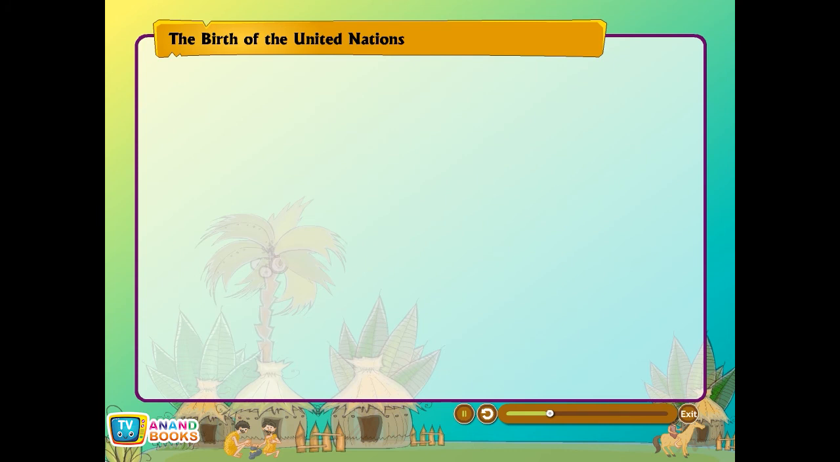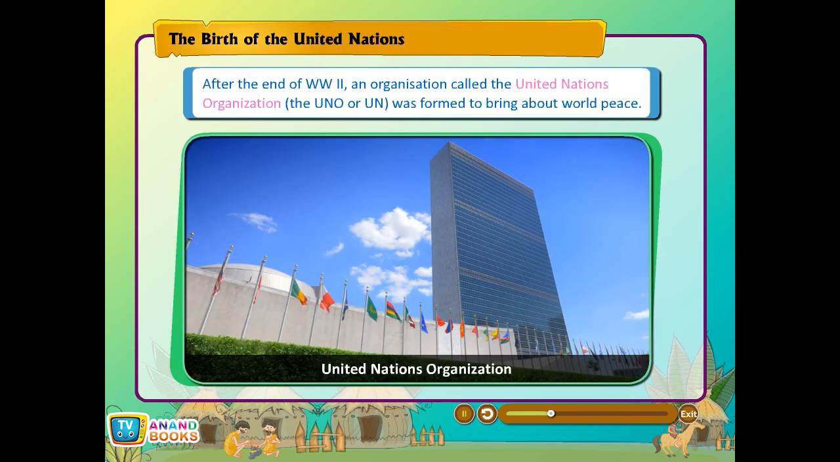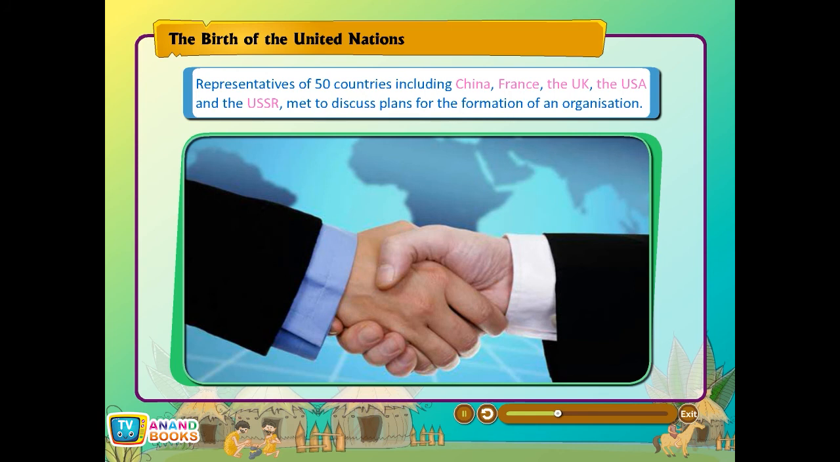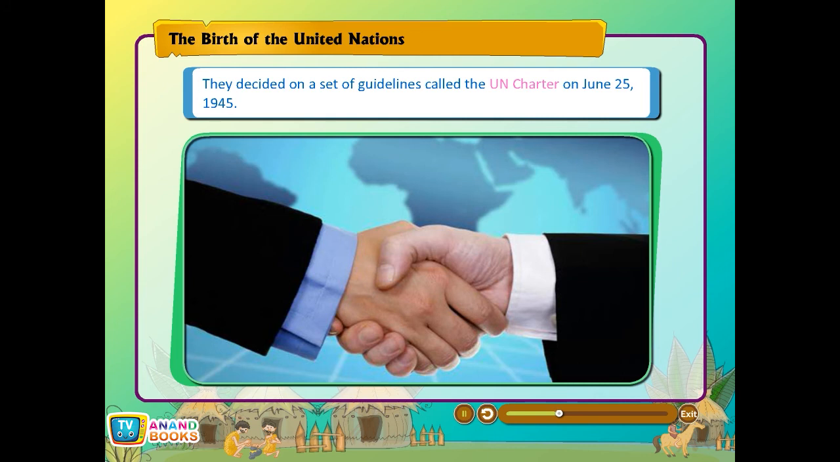The birth of the United Nations. After the end of WW2, an organization called the United Nations Organization, the UNO or UN, was formed to bring about world peace. Representatives of 50 countries including China, France, the UK, the USA and the USSR met to discuss plans for the formation of an organization. They decided on a set of guidelines called the UN Charter on June 25, 1945.